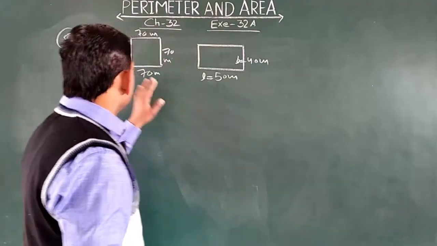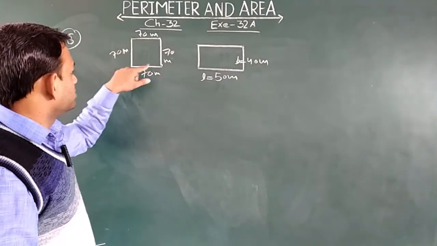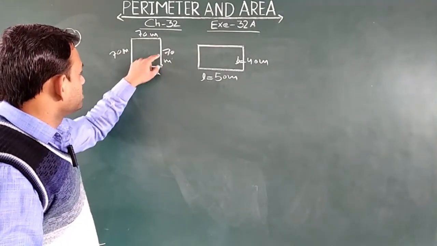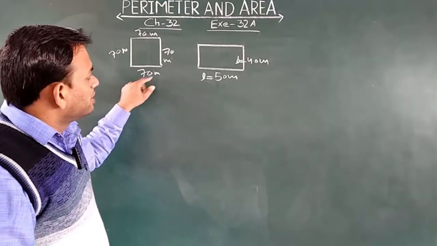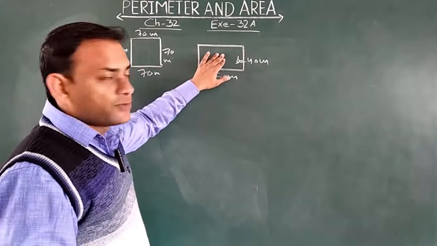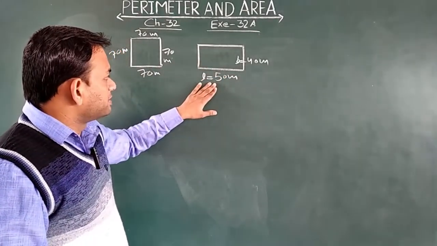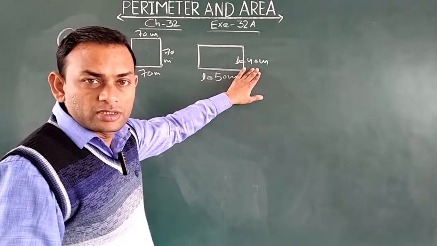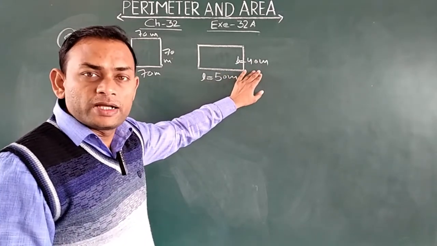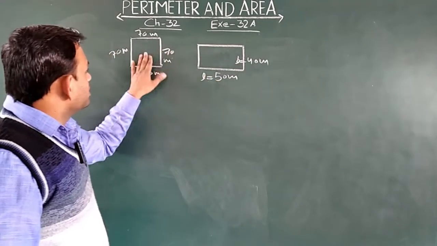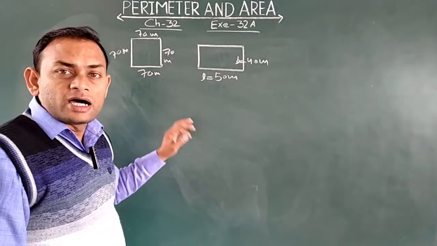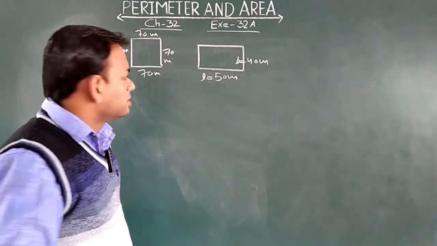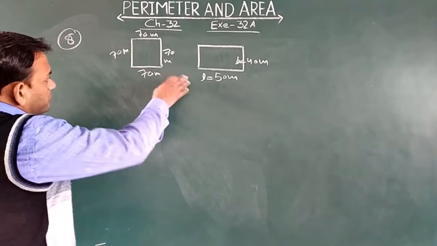Each side of the square shaped field is 70 meter, and in the rectangular shaped field the length is 50 meter and the breadth is 40 meter. So you have to find out whose perimeter is greater and how much greater. Got it? So how do we solve this question?